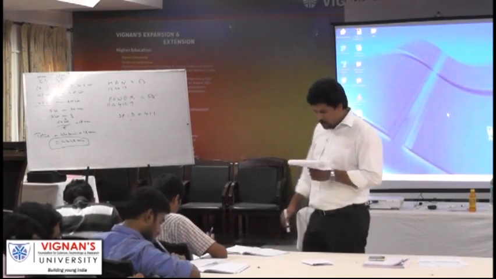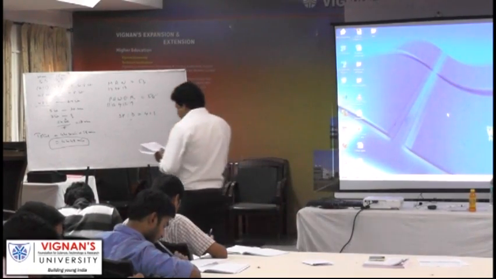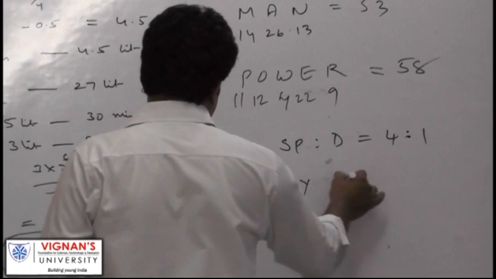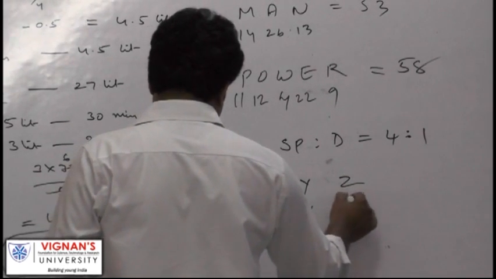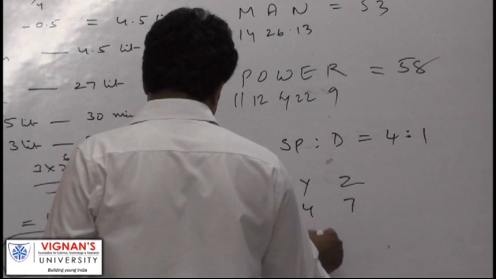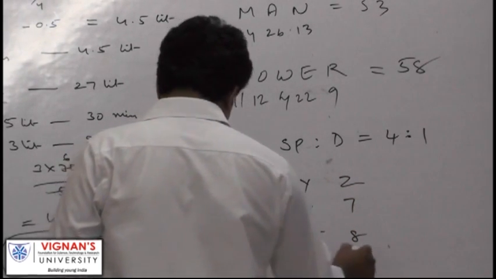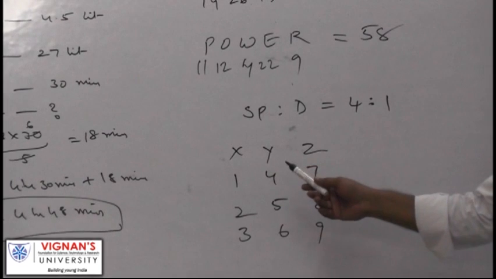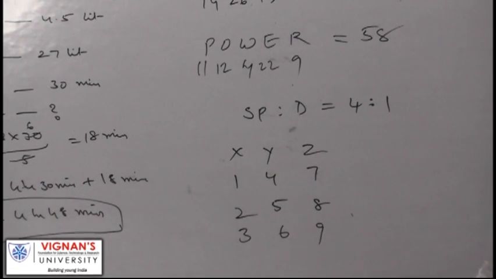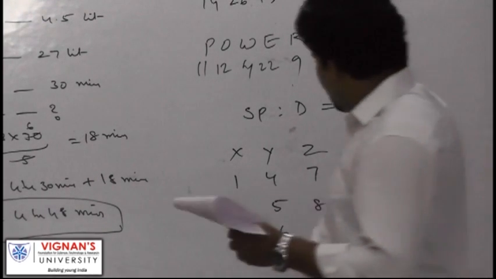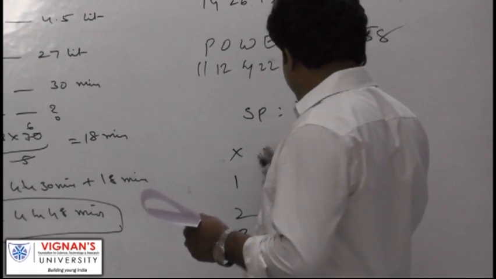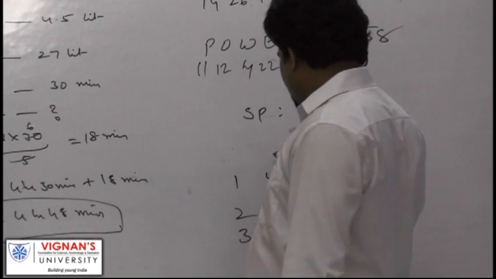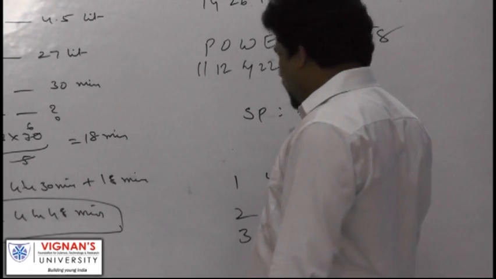Now find 3-digit number XYZ. Data 1. X is 3 more than Y, Y is 3 more than Z. According to first data, X is 3 more than Y. Is it so? Sorry, X is 3 more than Y, Y is 3 more than Z.